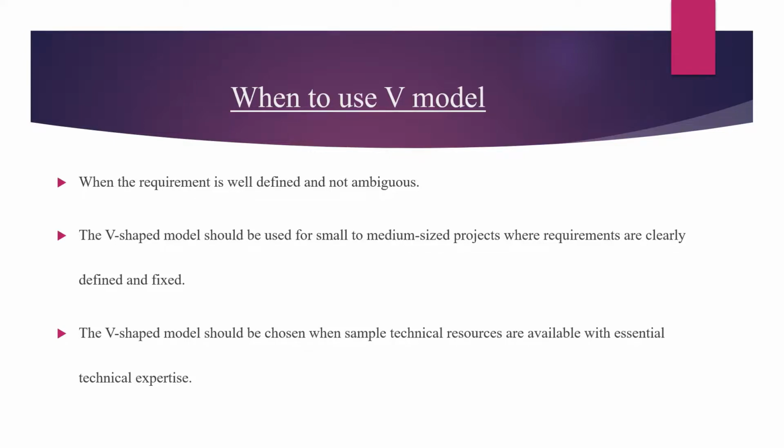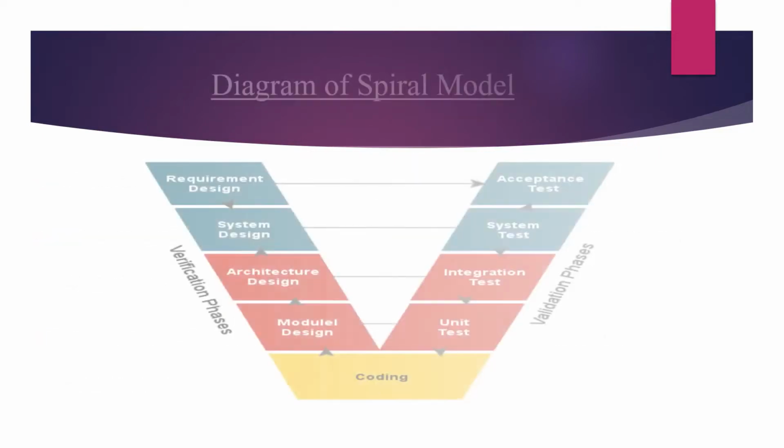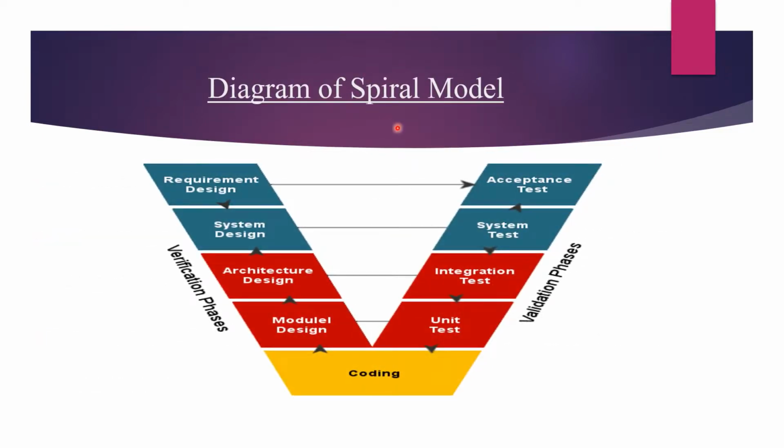This is basically the diagrammatic representation of the V model, in which verification is done on one side and validation on the parallel side. The requirement design corresponds to the acceptance test. Acceptance testing is done between the client and the contractor who took the software as a contract for the organization. Then the system design corresponds to the system test, checking whether the system is suitable and fulfills the functional and non-functional requirements or not.